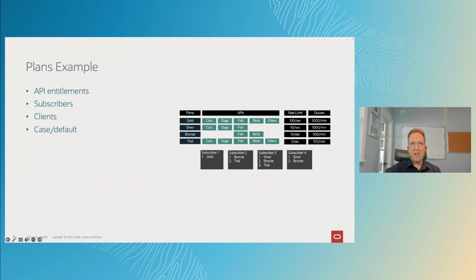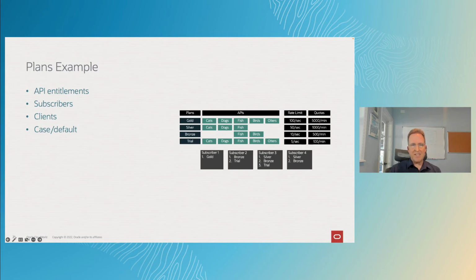Now with this, any subscriber that has access to this plan can access all of these APIs under those rate limits. A subscriber is an entity, an application developer or group that can create applications to invoke the API. They can define clients. So you can have multiple clients associated with a subscriber, and those are the actual tokens or keys that are used when the client is coming in and accessing, to identify which plan they're under.